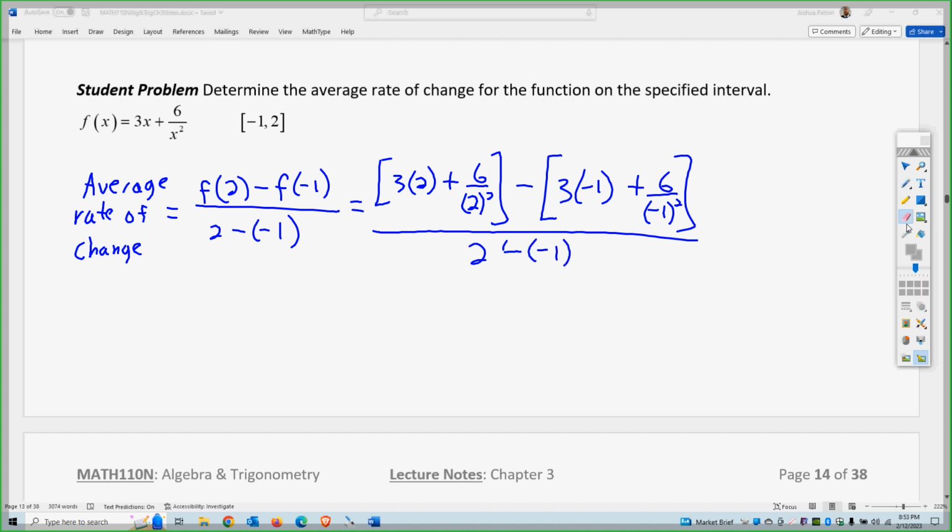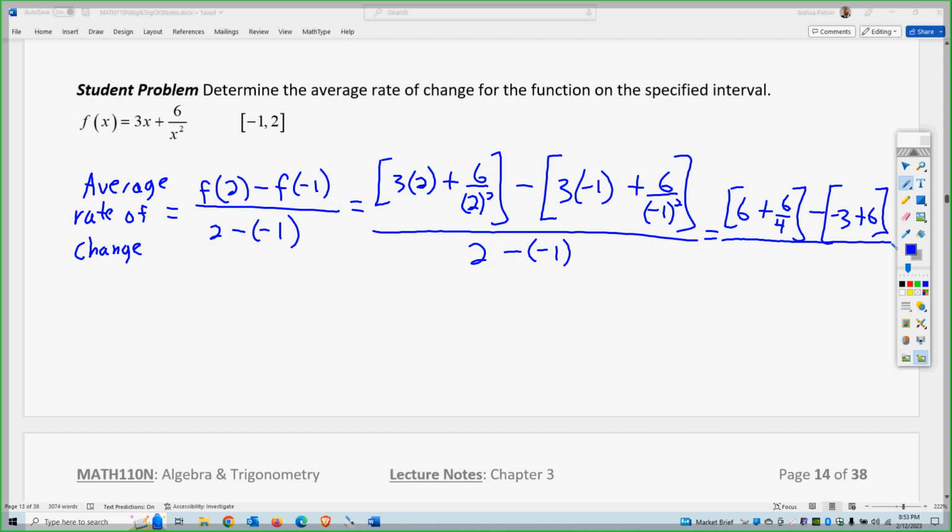A little extra mark there for some reason. There we go. Okay, so order of operations, exponents first. So what we really have here is 3 times 2 is 6 plus 6 over 4. Okay, and then minus, we have what? Negative 3, and that's going to be what's 6 plus 6, right?